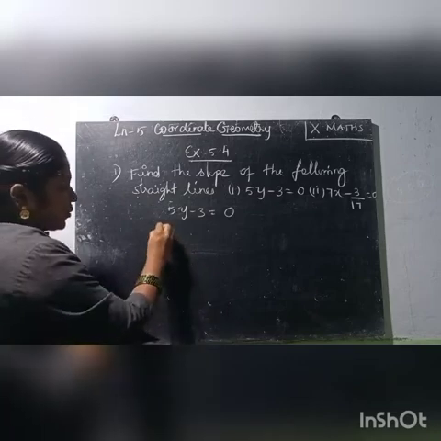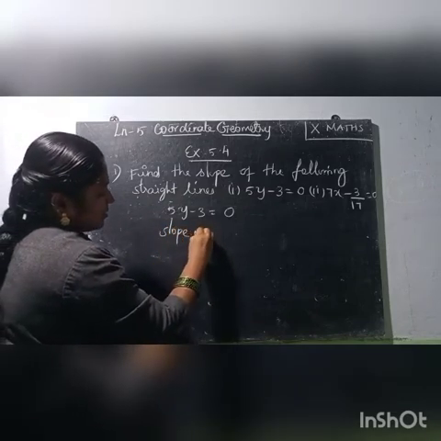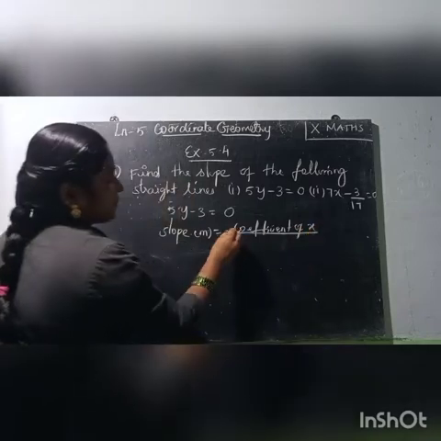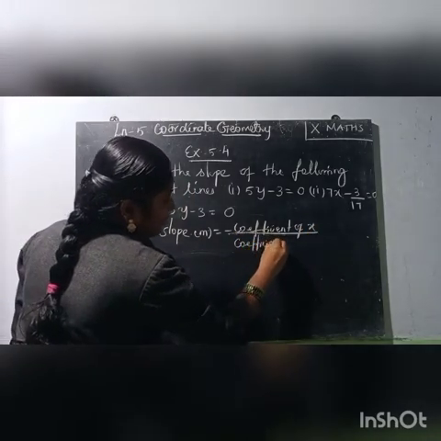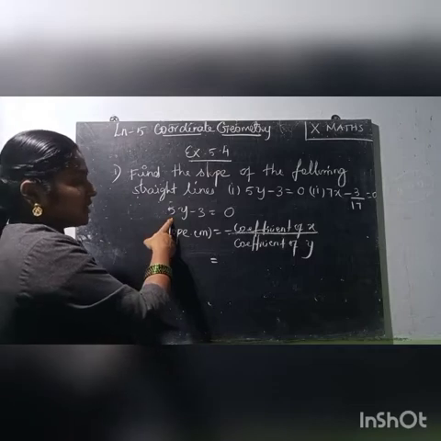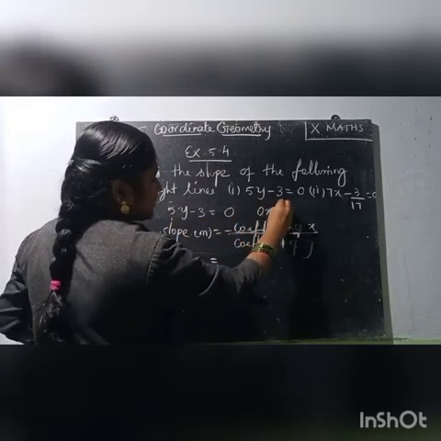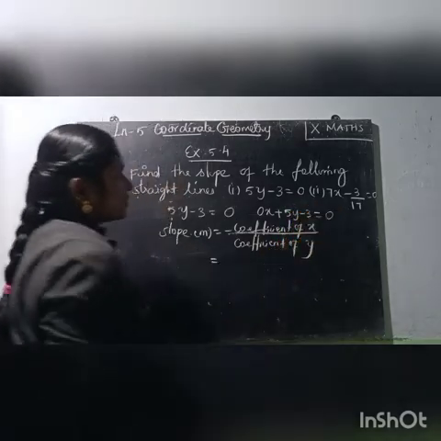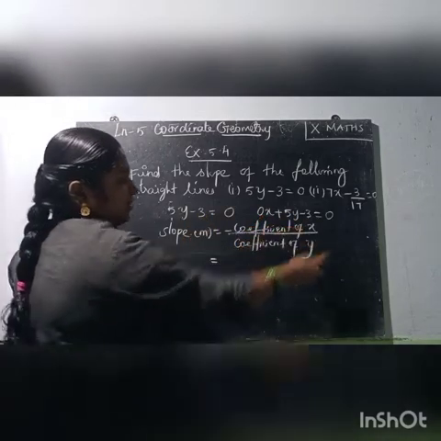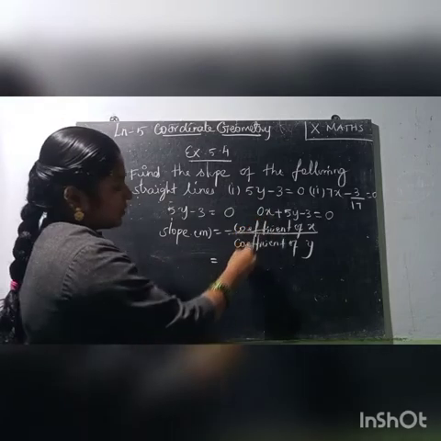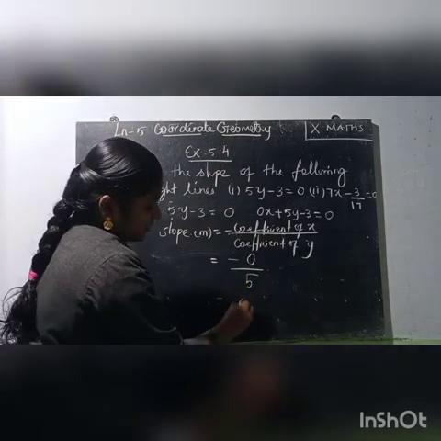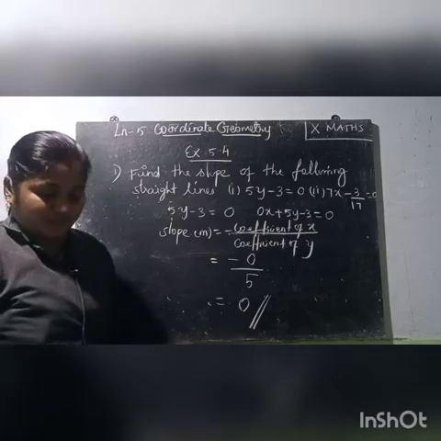This is the equation form. So we know slope m equal to minus coefficient of x divided by coefficient of y. Now there is no x term, so we can consider that as 0x. We can write the equation like this: 0x plus 5y minus 3 equal to 0. Now coefficient of x is 0. So minus 0 divided by coefficient of y, which is 5. We know 0 by any value, answer 0. So now the slope is 0.